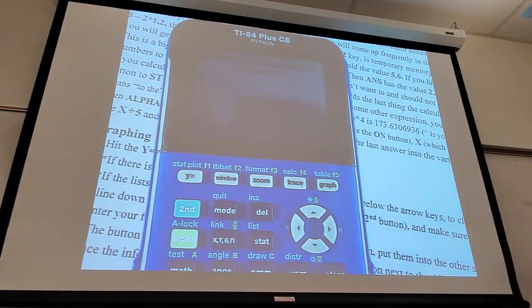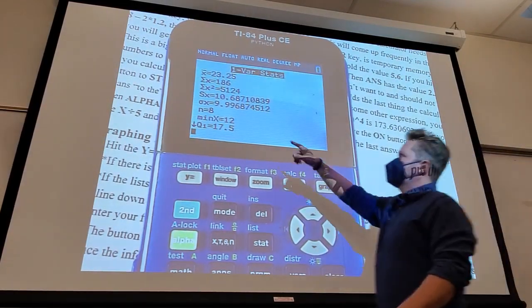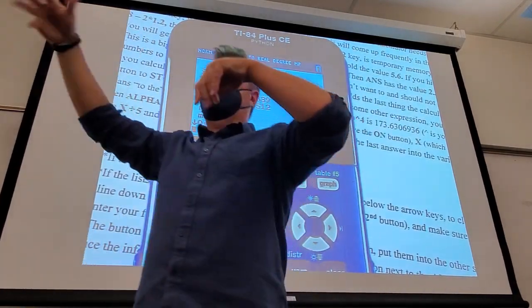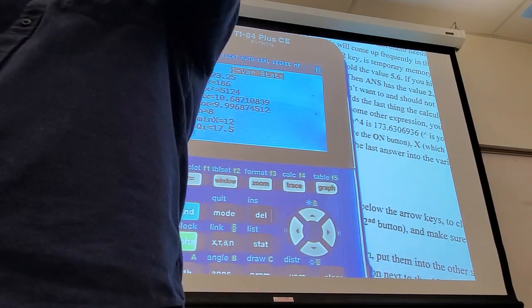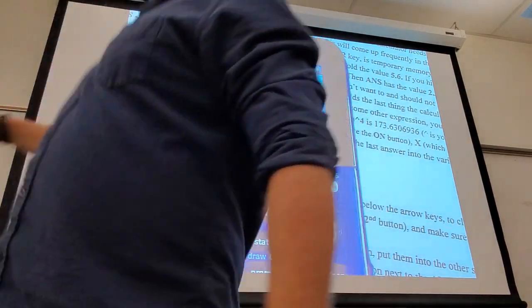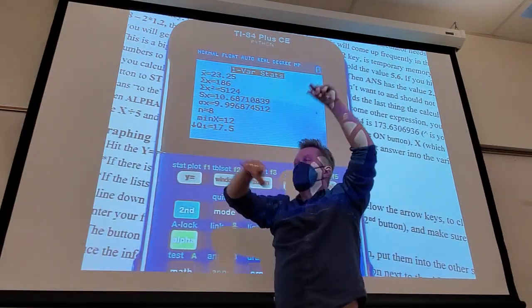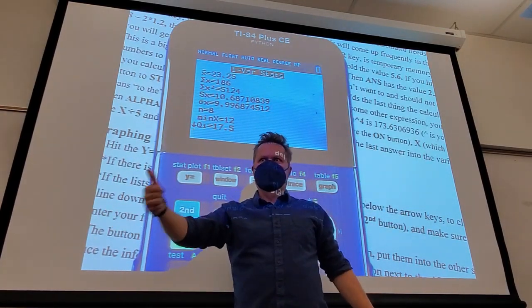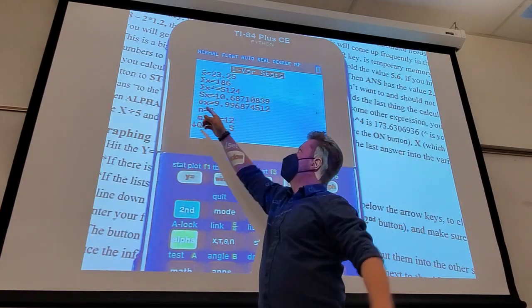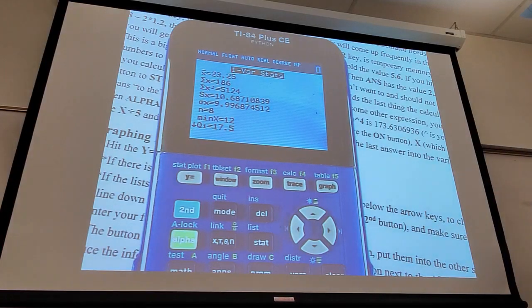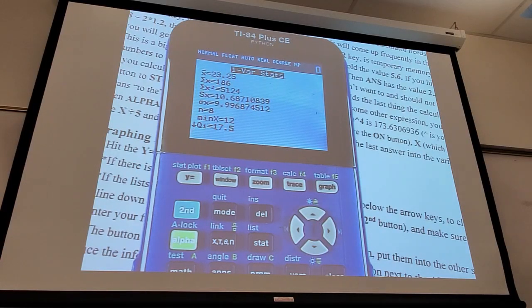Does anyone know what that symbol is there? Yes, good. It's the Greek letter sigma, the Greek letter S, and that's why we use it for sum. So the sum of x just means add up the data points. The sum of x squared means square the data points and then add those up. It gives you both because they both show up in the formula for standard deviation, and they're used for other things too, further down the line.